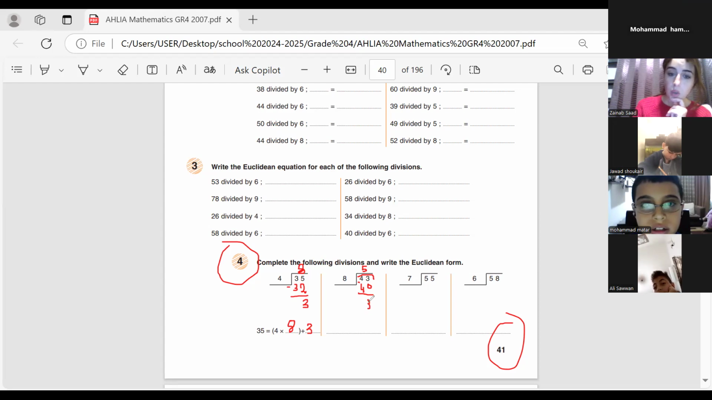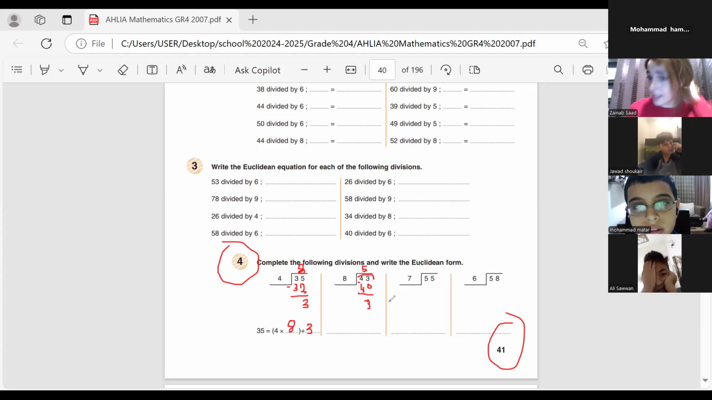Now I need to know, can we continue the division or we just stop here? Since we got the 3. Did you get something bigger or less than 8? Less than 8. Okay, when you get a number that is less than 8, you have to stop because you can't divide this number by 8. It's less than 8. So you have to stop here.